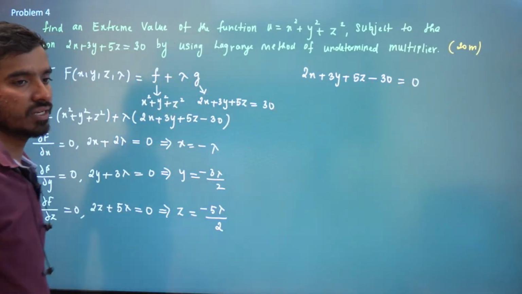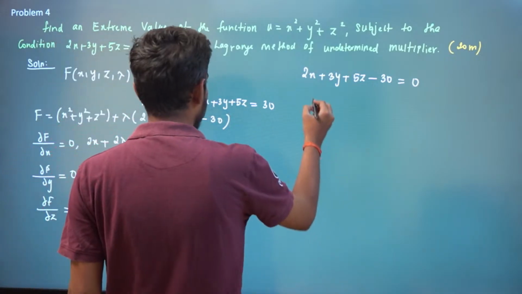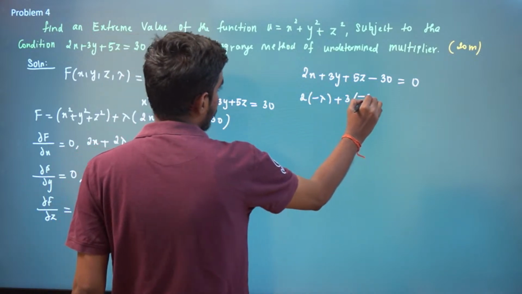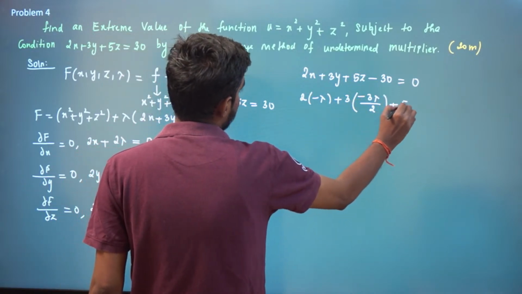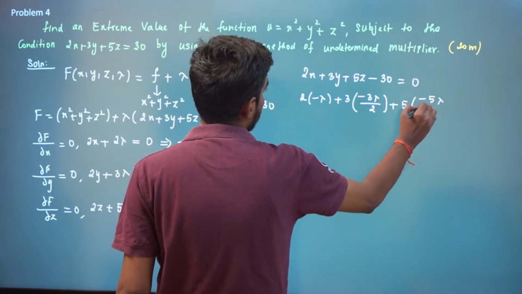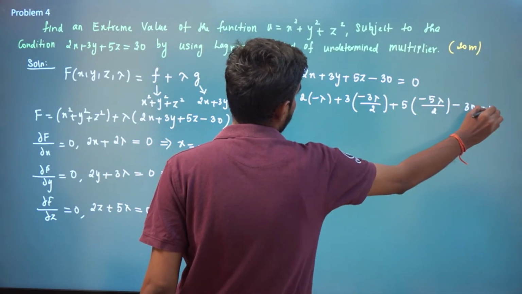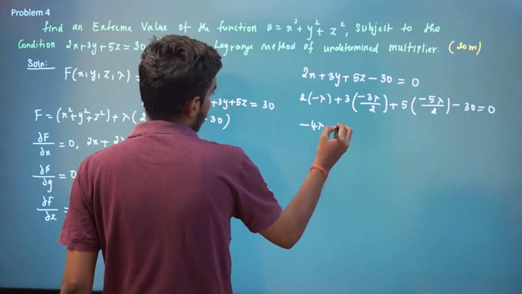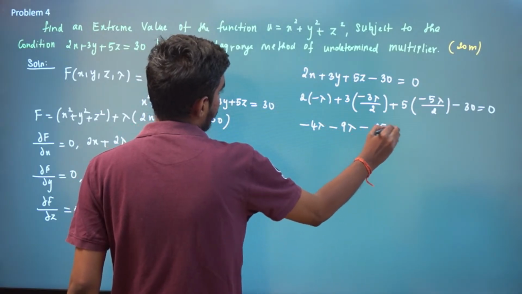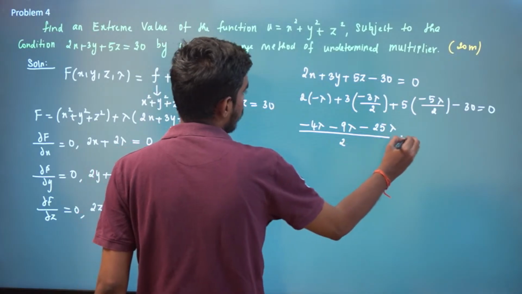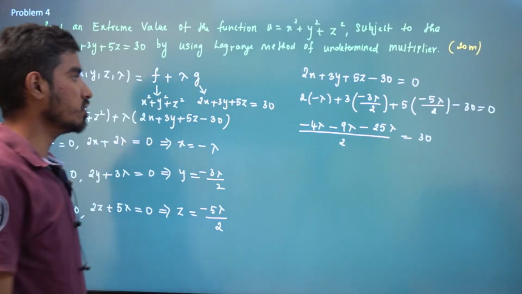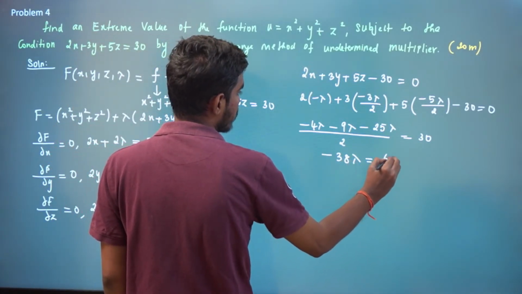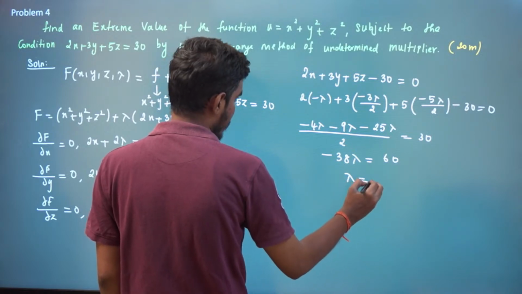Now you substitute the x, y, z here, and get the value of λ. So 2 times x, which is -λ, plus 3 times y, which is -3λ/2, plus 5 times z, which is -5λ/2, minus 30 equal to 0. We'll multiply by 2 here. So we will have -4λ - 9λ - 25λ, whole divided by 2, is equal to 30. So this will give you -38λ = 60.